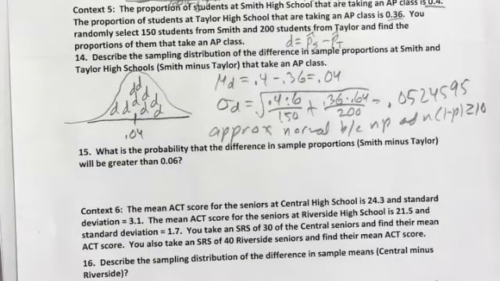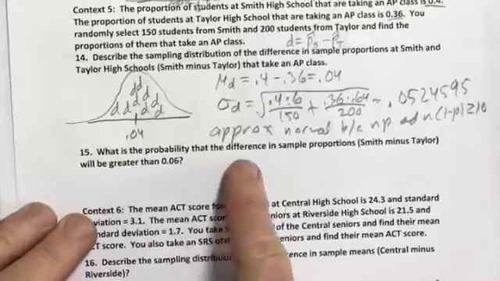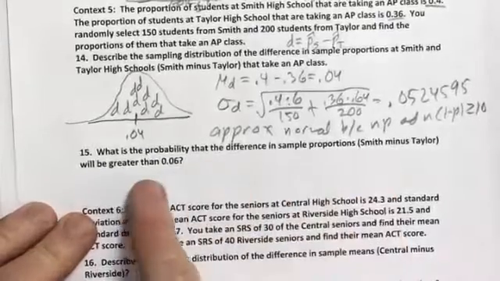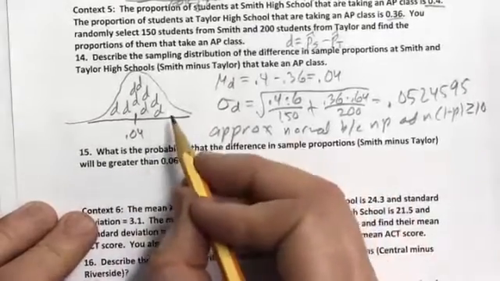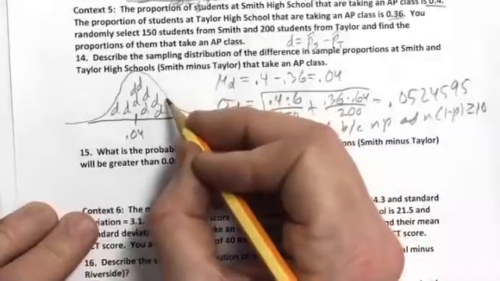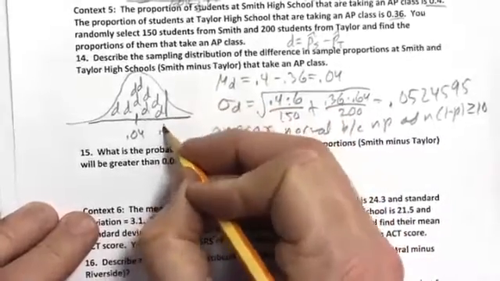All right, what's the probability that the difference in sample proportions is greater than 0.06? So if you were to randomly select one of these differences, what's the probability it is greater than 0.06? Wherever that is.